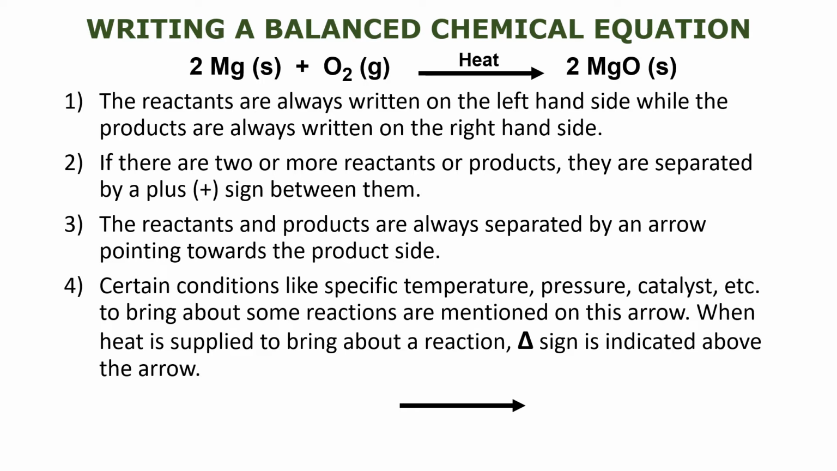When heat is supplied to bring about a reaction, a triangle sign is indicated above the arrow. So if you want, instead of writing the word heat on the arrow, as you can see here down, it's the same chemical equation which is there at the top. I've written it down, but instead of writing heat on the arrow, here I've shown a triangle sign. So the triangle sign also indicates heat. It means the same thing.